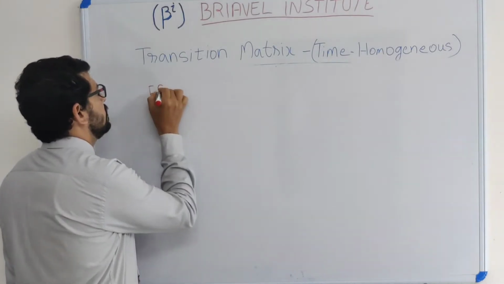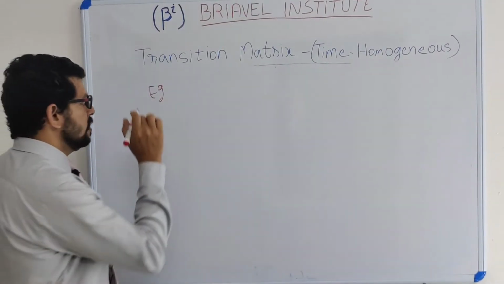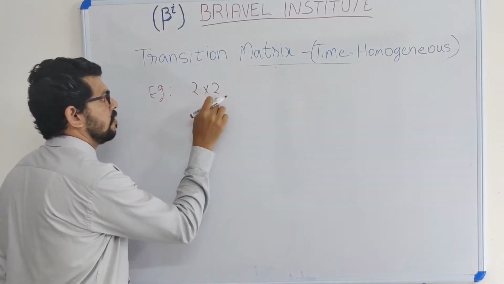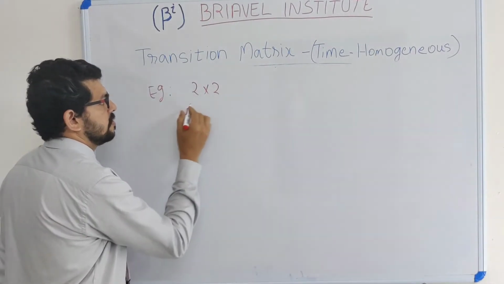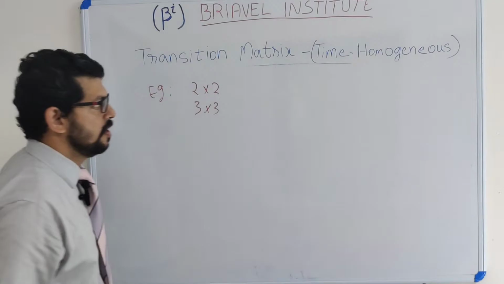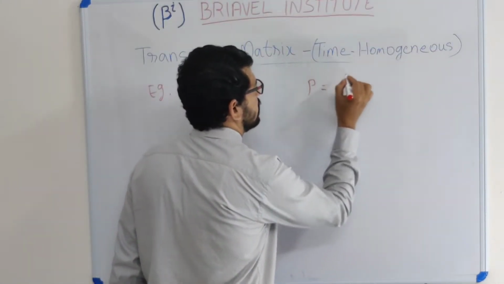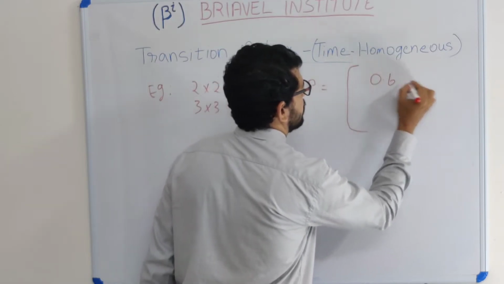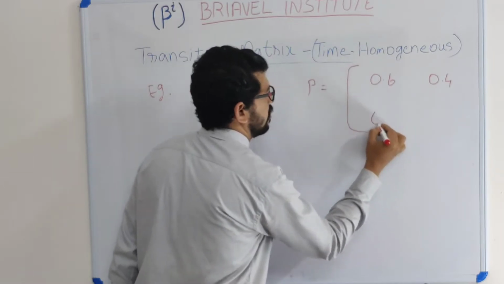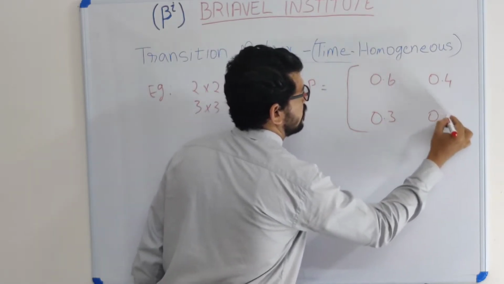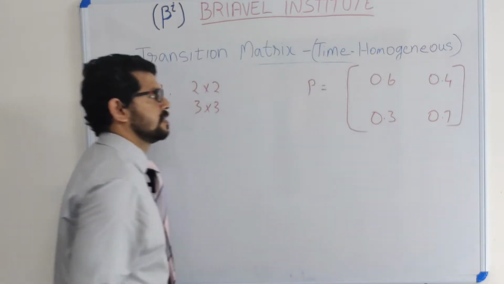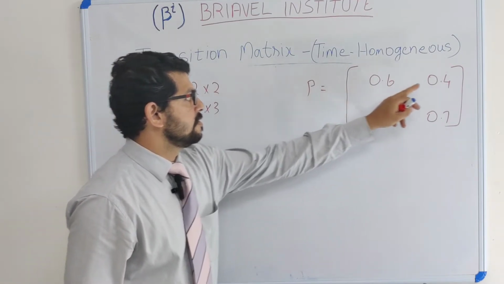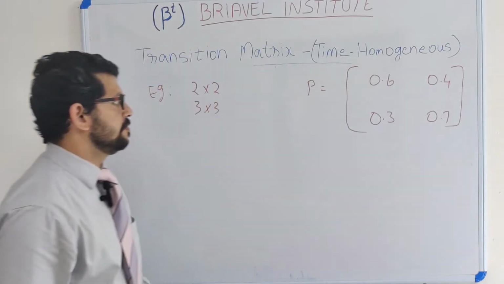For example, we consider a square matrix. A square matrix can be 2 by 2, meaning rows and columns are the same, or 3 by 3, like that. We call this a transition matrix. Consider one square matrix: 0.6, 0.4 and 0.3, 0.7. This is just one example of a square matrix: 0.6, 0.4, 0.3, 0.7.